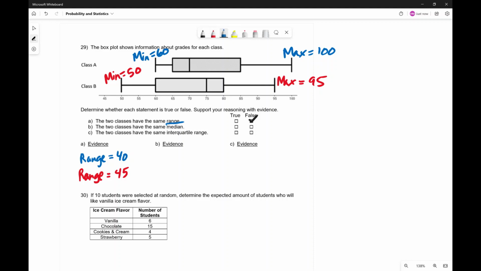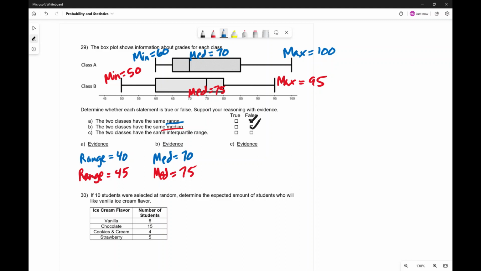So question B, the two classes have the same median. The median for Class A will be 70 and the median for Class B will be 75. So we can see that they have two different medians. And the question asks, do they have the same median? They do not have the same median, so therefore it's false.